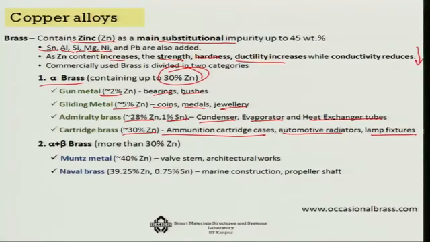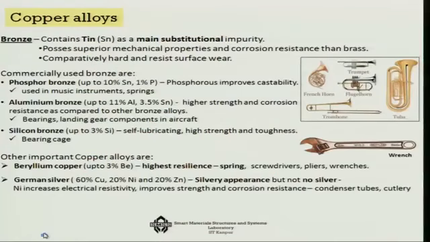And if you get even higher percentage, that is alpha plus beta brass, you get things like Muntz metal, 40% zinc, which is used in architectural works or valve stem, or the naval brass in which you have zinc as well as tin. You get it for marine construction, propeller shafts, so that these things get a very good corrosion resistance. So, that is about the two types of brasses that are developed from copper.